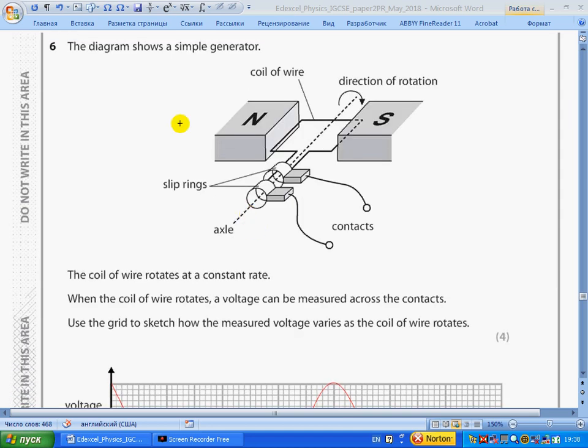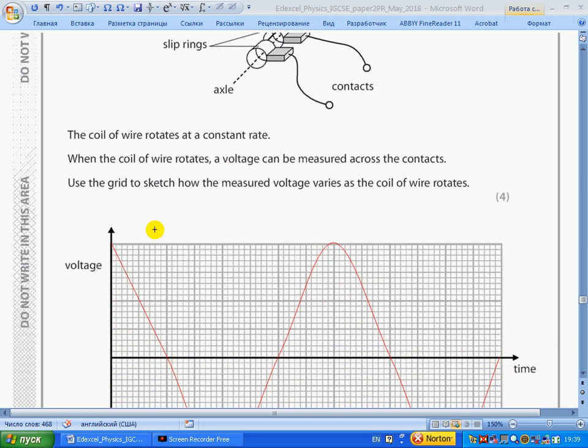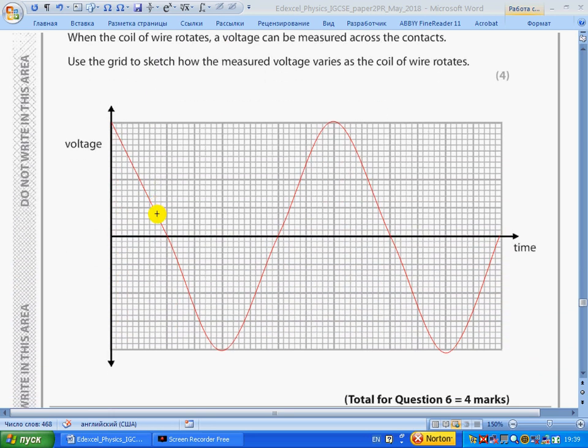The diagram shows a simple generator. The coil of wire rotates at a constant rate. When the coil of wire rotates, the voltage can be measured across the contacts. Use the grid to sketch how the measured voltage varies as the coil of wire rotates. So it is a sine or cosine function with a constant period. So here we have a constant period, from here to here.